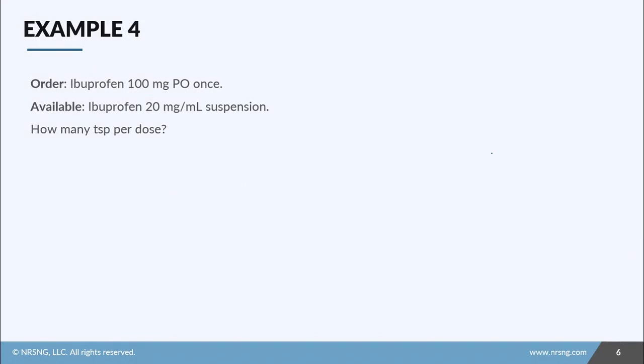Okay, example number 4. Ibuprofen 100 milligrams PO 1 time. Available ibuprofen 20 milligrams per ml suspension. How many teaspoons per dose? Okay, so identify, convert, solve, and verify.